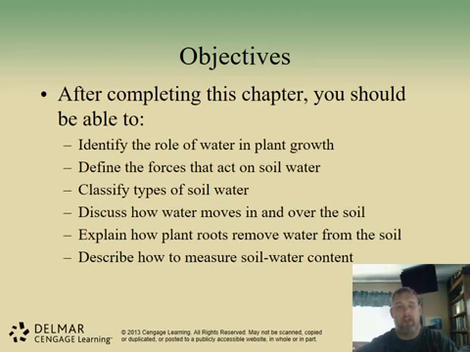Today we're going to be looking at the role of water in plant growth. We're going to define the forces that act on soil water. We're going to classify different types of soil water. We are going to discuss how water moves throughout the soil. We're going to explain how plant roots remove water from the soil, and we're going to describe how to measure soil water content.